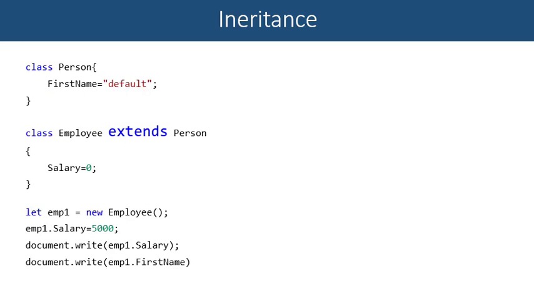Inheritance is another important feature of JavaScript classes. A class can inherit only from a single class, so there is no concept of multiple inheritance in JavaScript. Here, I have written the employee class which extends the person class. Please note the extends keyword. And then the salary property is added inside. The first name property is written in the person class, so the derived employee class automatically inherits it.